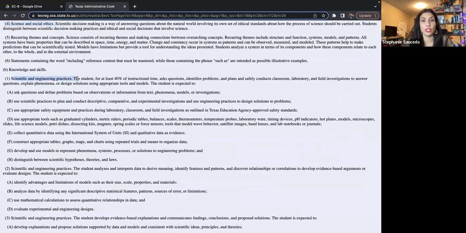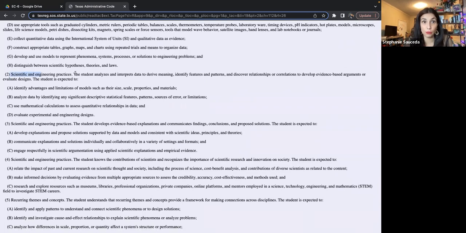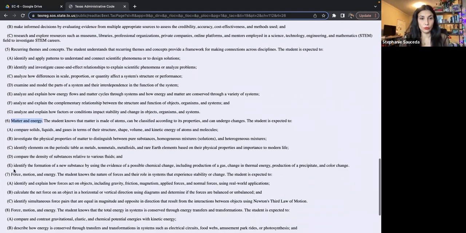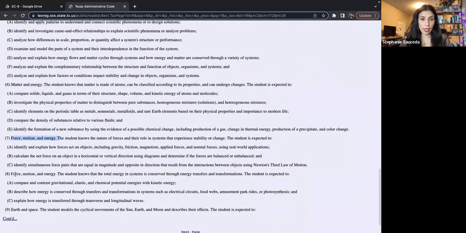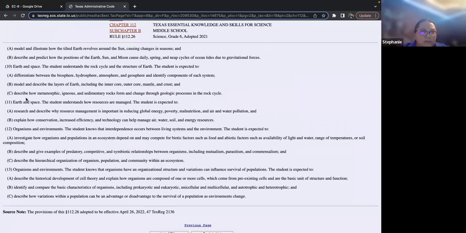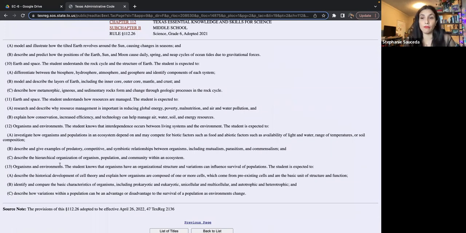So here you have scientific engineering practices. Again, scientific engineering practices. And if you'll remember, in kindergarten, that section was really small. It only had like one little thing in there. And now it's bigger, because we're covering more things. Matter and energy. Force and motion and energy. Again, force, motion, and energy, which of course is important because remember, 6th grade's focus is on physical science. So there's going to be a lot of focus on the physical world, physical science, how science is measured and looked at in our physical world as we see it. Earth and space a little bit, and organisms and environments.